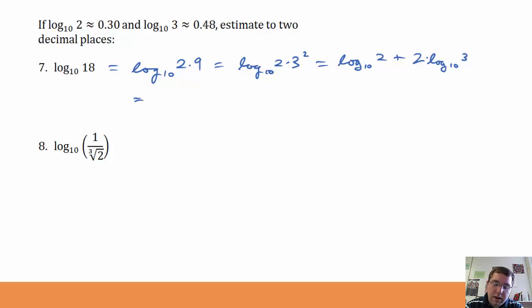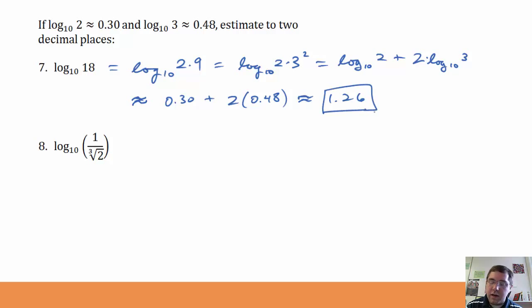Well, I know that the log base 10 of 2 is approximately 0.3. So I will estimate this as 0.30 plus 2 times the log base 10 of 3 is approximately 0.48. Okay, so 2 times 0.48 plus 0.3 gives me about 1.26. So I'm estimating log base 10 of 18 as 1.26.